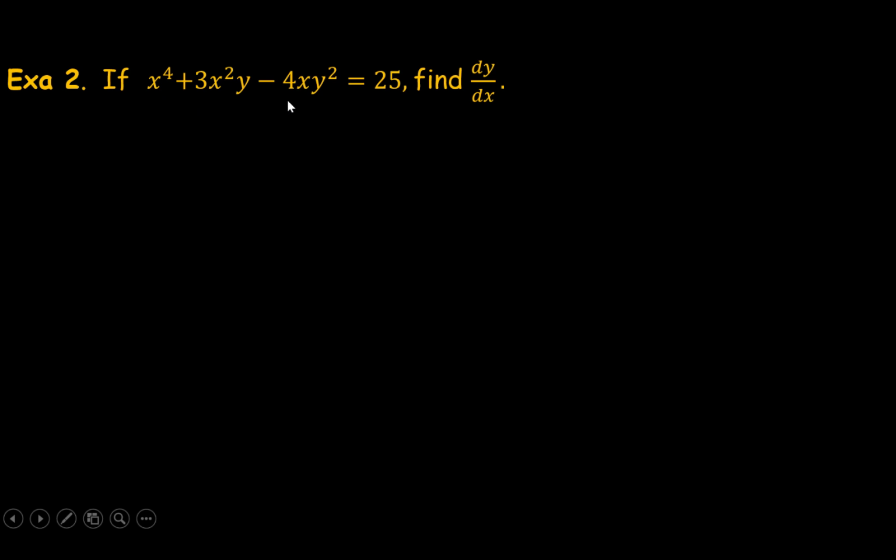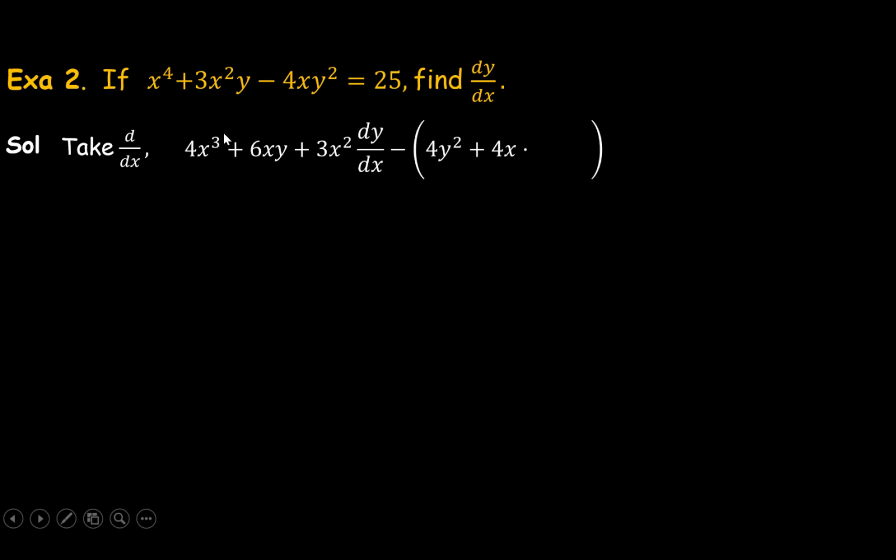Okay, so for this problem, it is much harder to solve for y, and therefore the solution we saw before is not very practical. So let's use implicit differentiation here. Again, you're going to take d/dx on both sides of the equation. Okay, so you're going to do it one by one here. So 4x to the fourth power gives you 4x to the third.